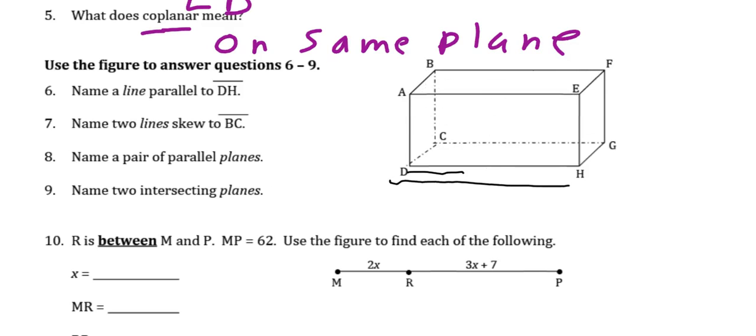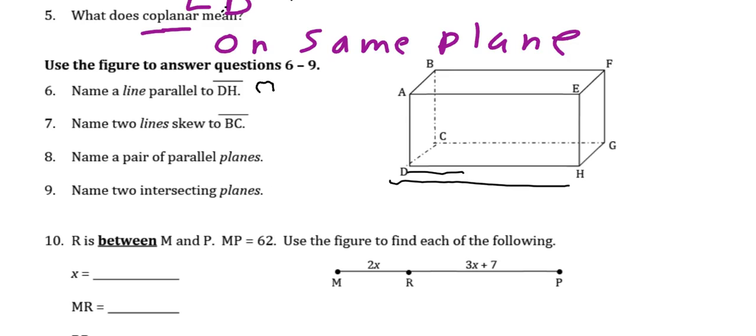Those are all parallel. Now, you don't have to write all of them. It just said one, but I'm just going to write them all. Wow, the board is getting really off now. Hold on. All right, let's try that again.